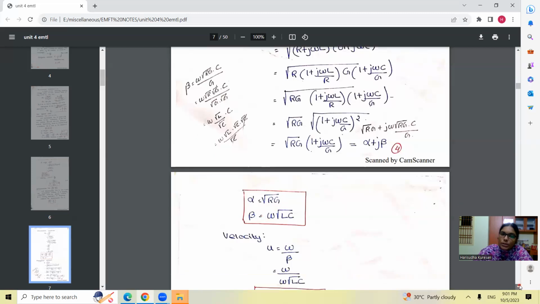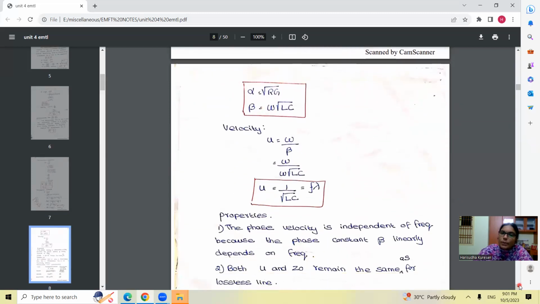Now we'll see the velocity for the distortionless line. So the basic formula for velocity is U, or a small v we can use for velocity, which is equal to omega by beta. So we know the beta value. So substituting in this beta, omega times square root of LC. The possible term to be cancelled out is omega, and therefore the velocity will be equal to 1 by square root of LC. And velocity can also be expressed in terms of wavelength. It's nothing but lambda into f.